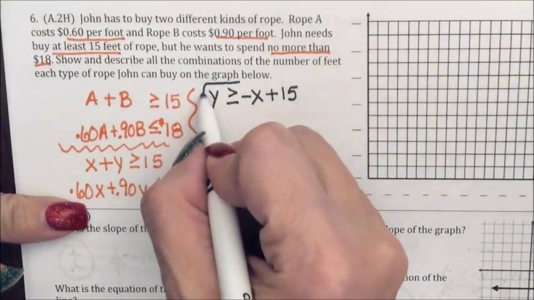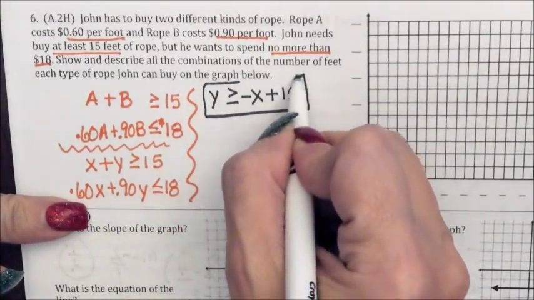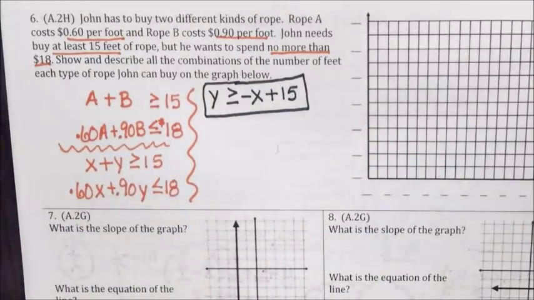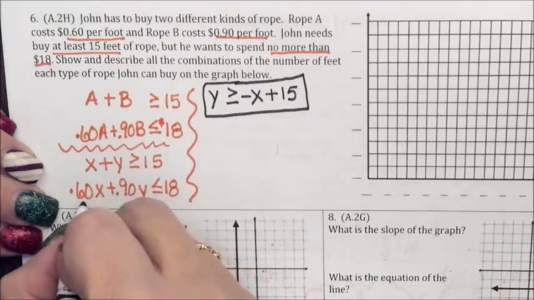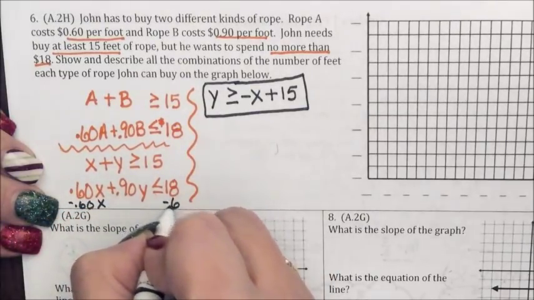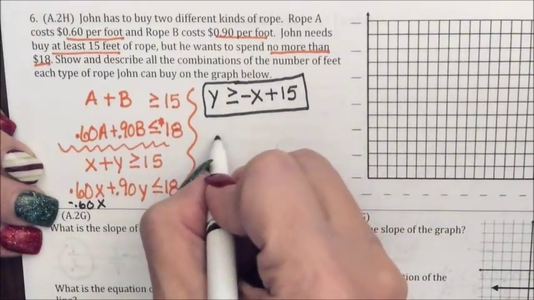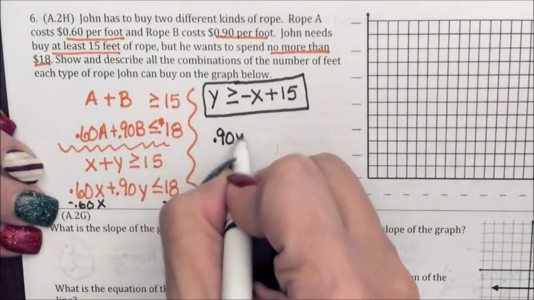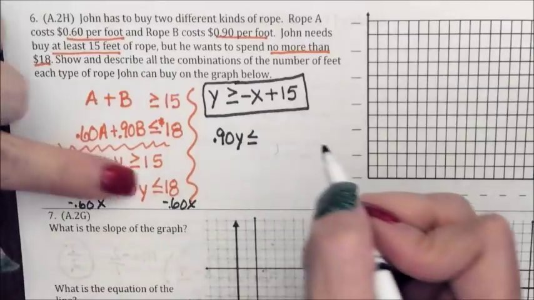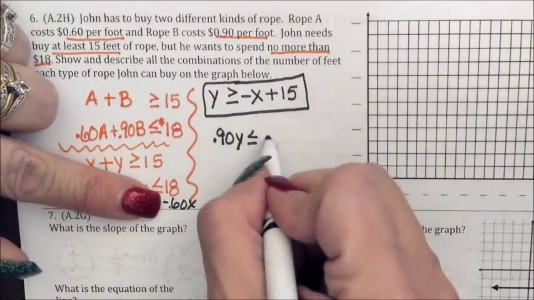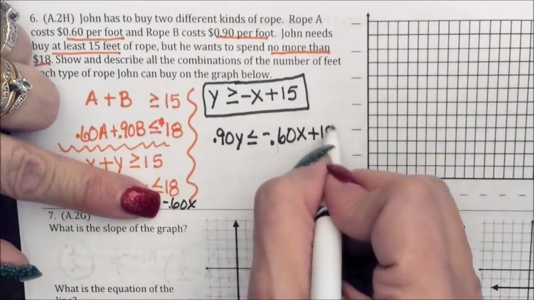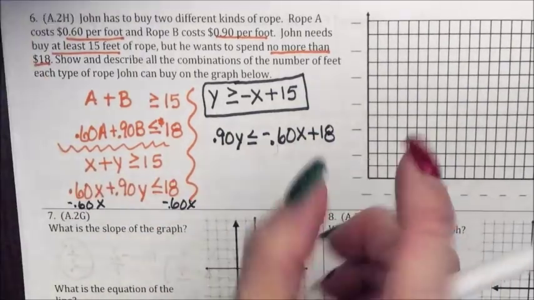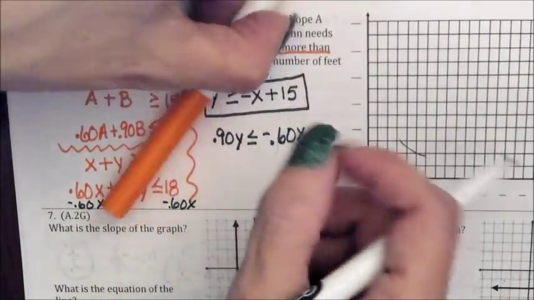Now, whenever I solve inequalities in systems, I box it in because you get so much work on your paper, it's hard to figure out what you're doing. So I'm going to subtract 0.60x from both sides. That's going to leave me with 0.90y less than or equal to negative 0.60x plus 18. I'm going to divide both sides by 0.90.